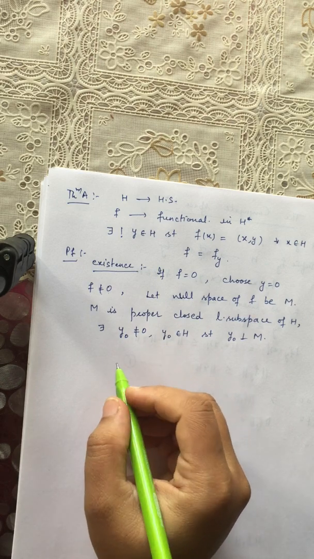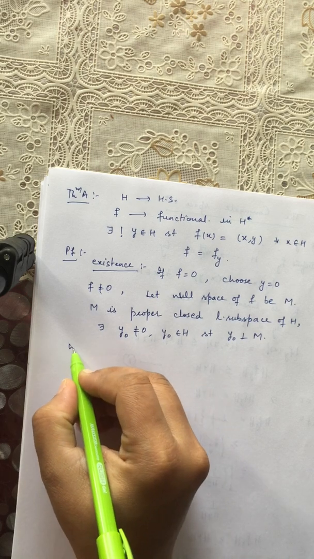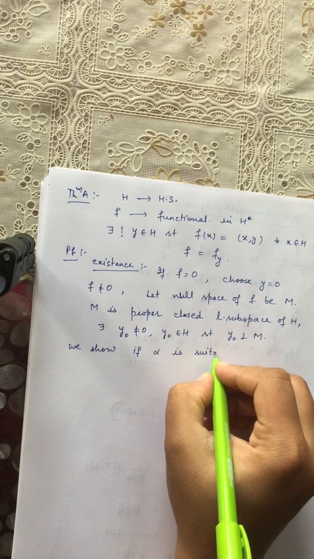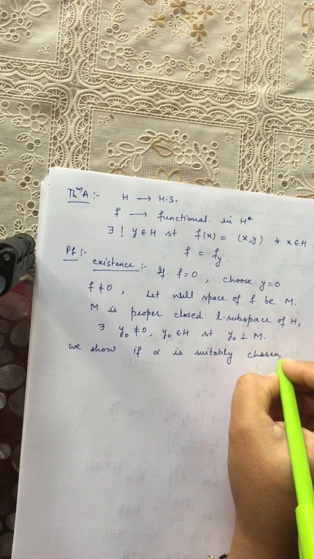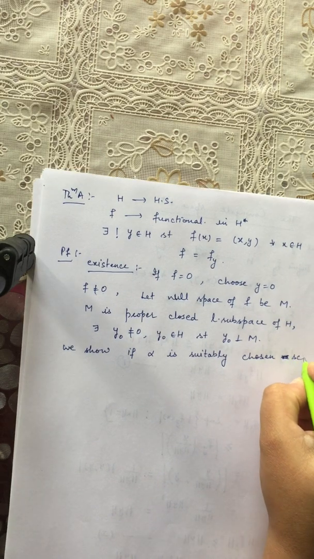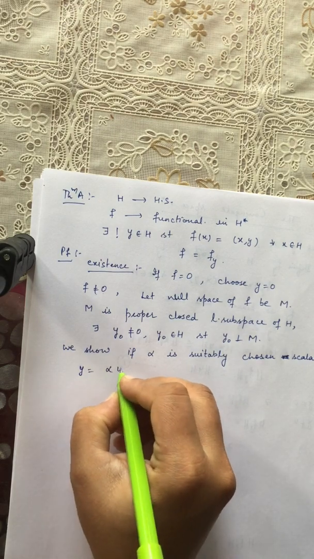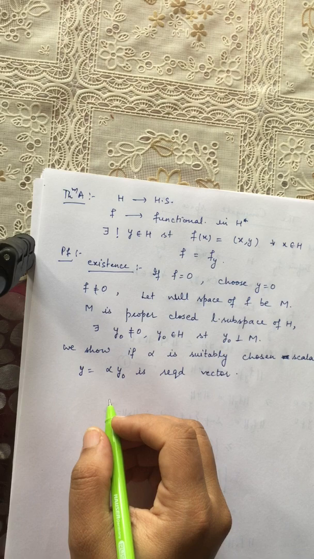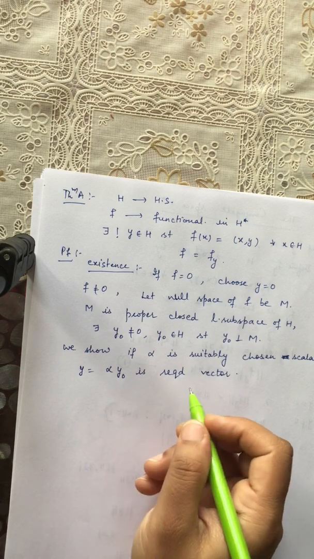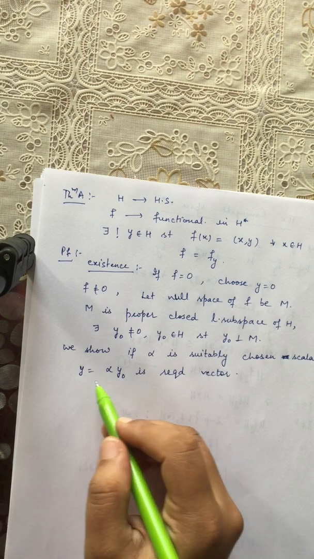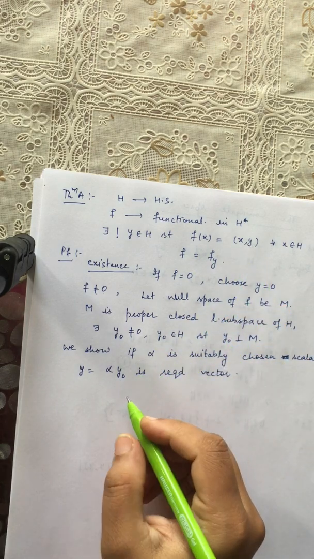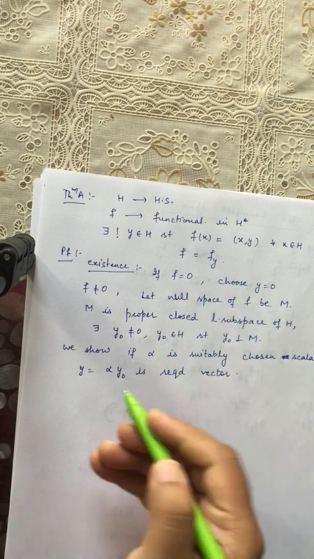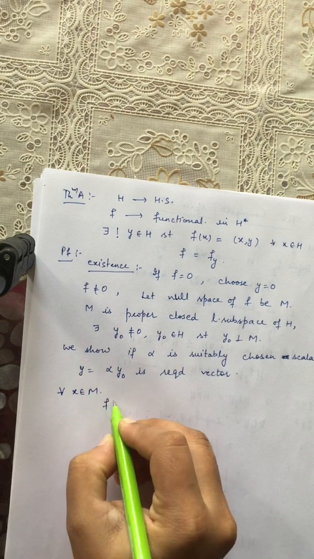For this y naught, we show for a suitably chosen alpha that y equal to alpha y naught is our required vector. And now we have to prove that for this y, f of x is equal to just the inner product of x and y. Now we will prove that for any scalar alpha, this is true for all vectors x in M. So for all x in M, what is f of x?